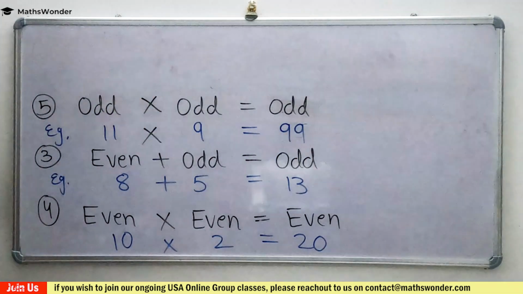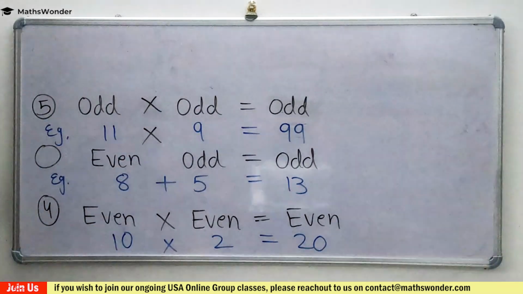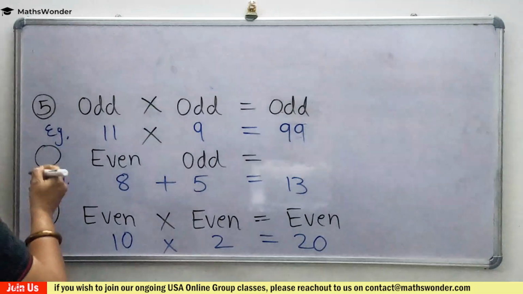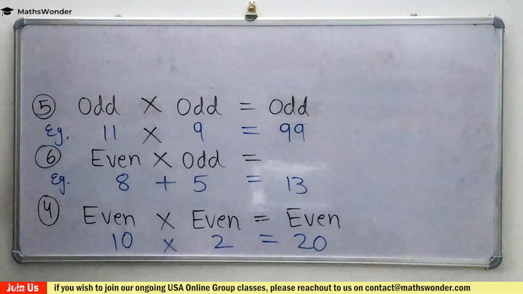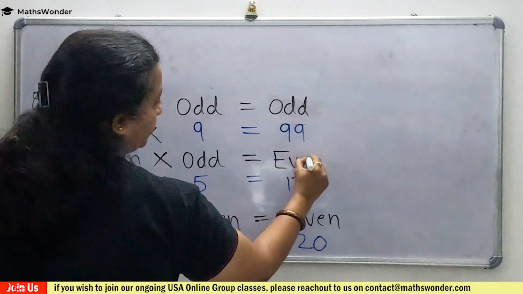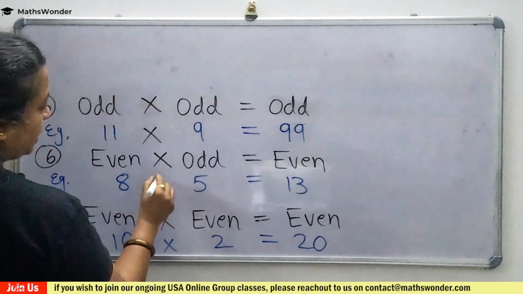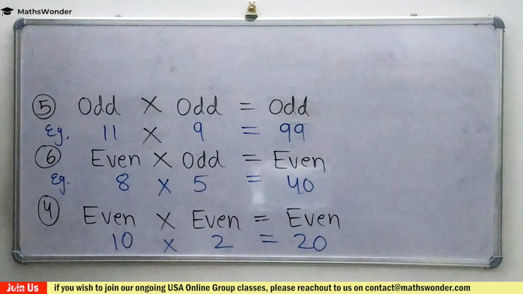This is the fifth one. And the last one is the product of even with odd: the product of an even number and an odd number is always even. For example, even is 8, odd is 5. When you multiply, 8 times 5 is 40, which is even. Now it's done. Total 6 facts to remember.